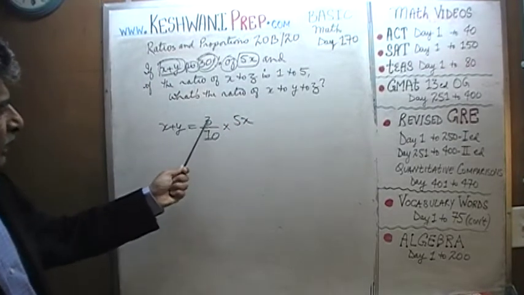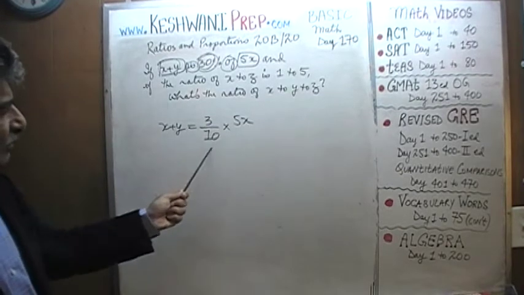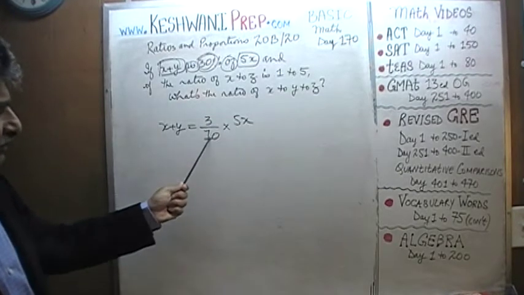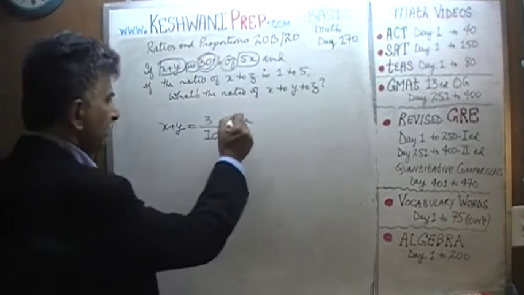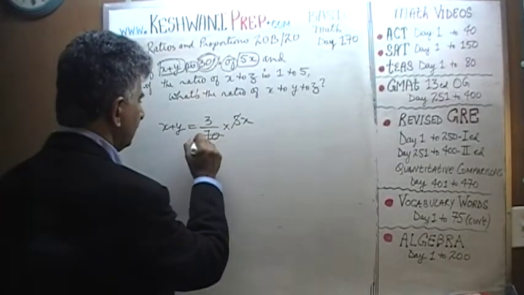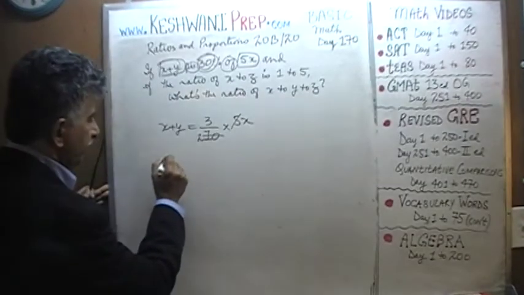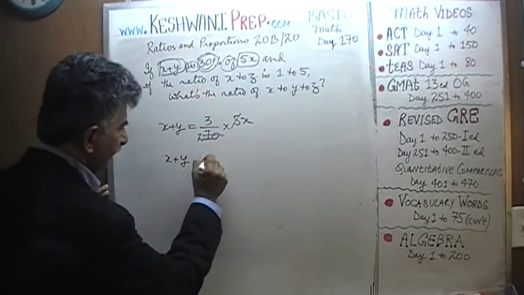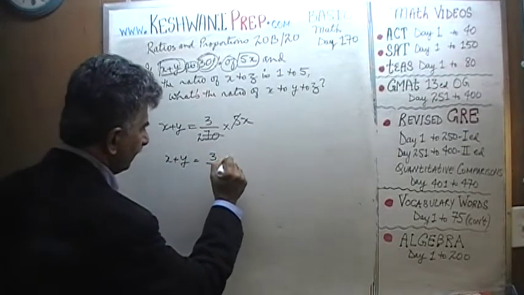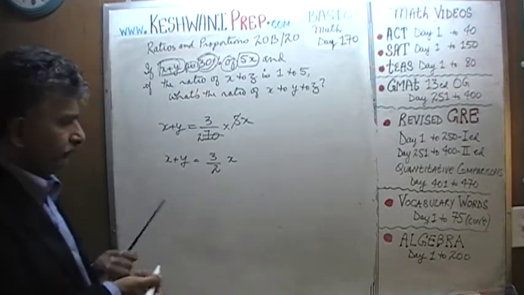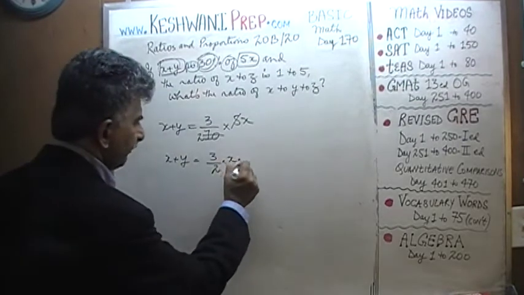The reason I wanted to write it down as 3 over 10 is because this makes it easier to take care of this 5. We see 5 on the top, we see 10 on the bottom. Let's divide top and bottom by 5, and it becomes 3/2. So what we end up with here is x plus y equals 3/2 times x.